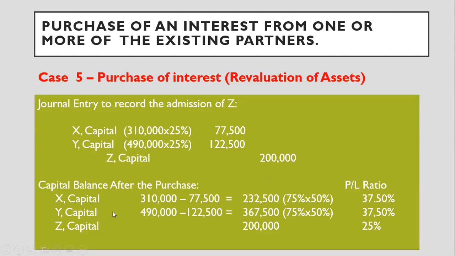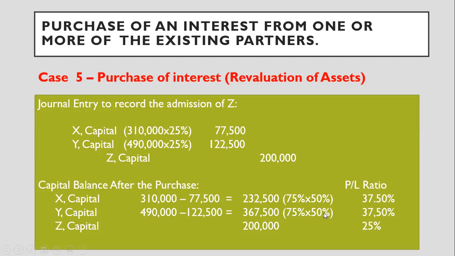So what will happen now after the transfer? X capital will now be reduced to 232,500. That's 310 minus the debit of 77,500. And then for Y capital, 490 minus 122,500, it's 367,500. And then of course Z, we have 200,000.